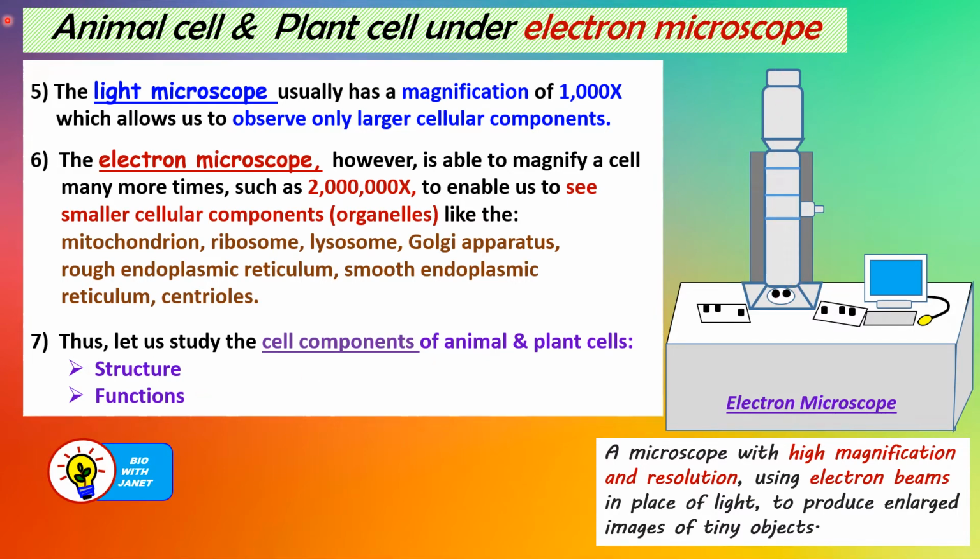Not in the school. So we are going to study the components of animal and plant cells as seen under the electron microscope, all right? And we are going to study the structure and functions of these components, especially the organelles. Most of them are organelles, right? So let us first review what the components of animal and plant cells are like, okay, based on what is seen under the electron microscope.